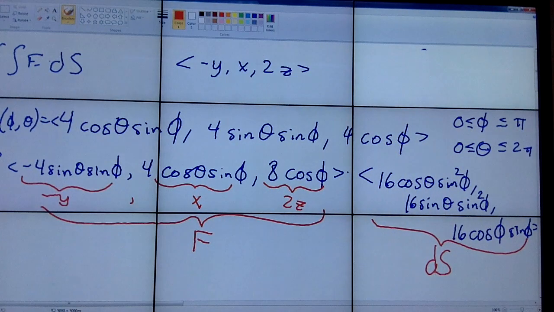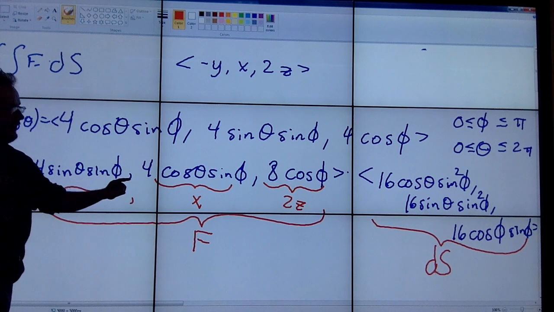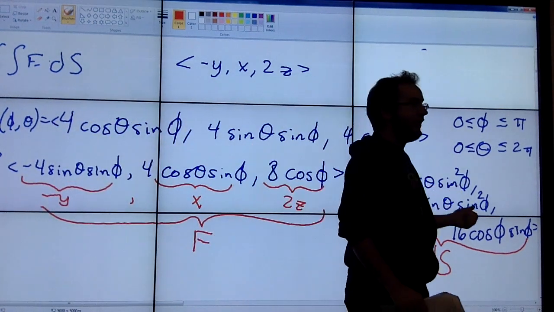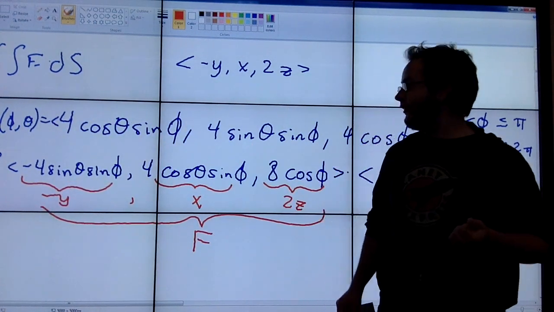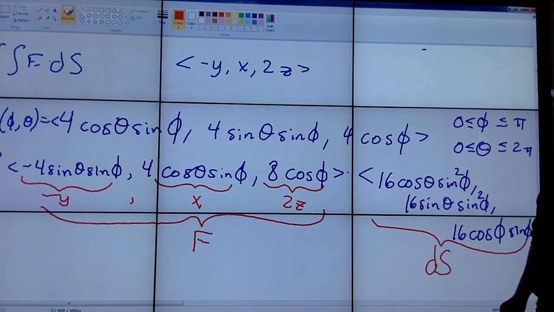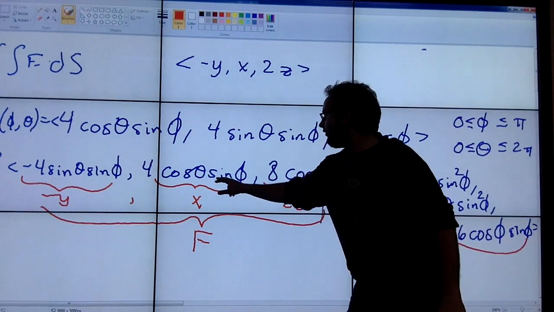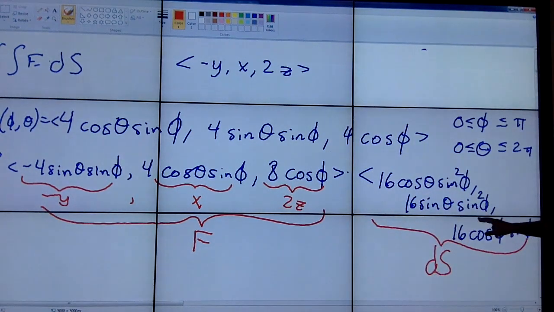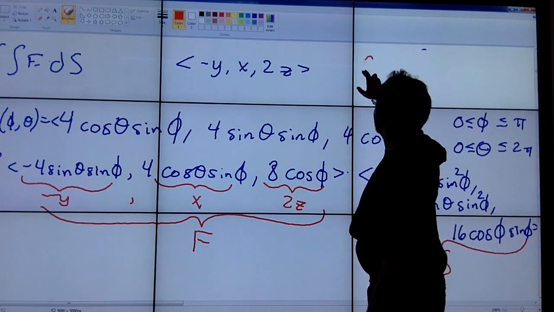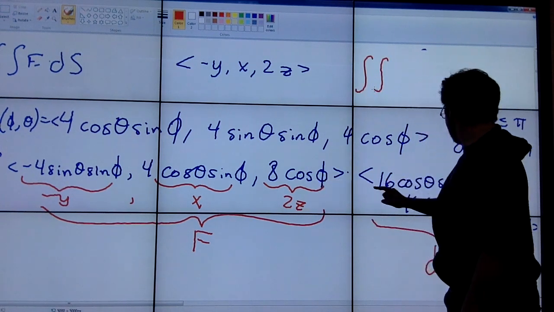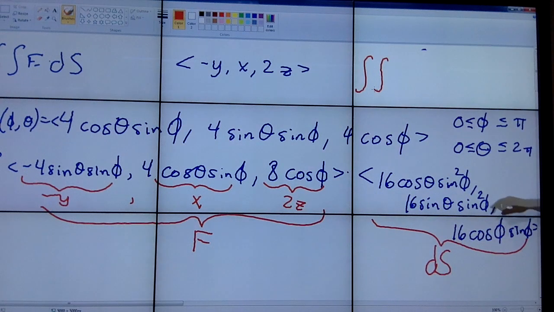So multiplying this out, here's what you're going to get. Negative 4 sine theta sine phi times 16 cosine theta sine squared phi would be negative 64 sine theta cosine theta sine cubed phi. 4 cosine theta sine phi times 16 sine theta sine squared phi would be positive 64 sine theta cosine theta sine cubed phi. So what happens to those two terms? They cancel and give you 0. So the result of this integral is just 8 cosine phi times 16 cosine phi sine phi.